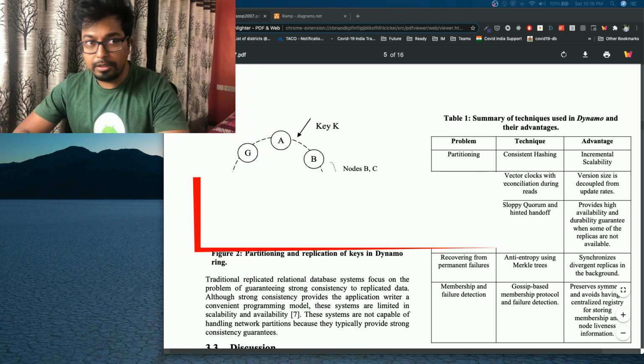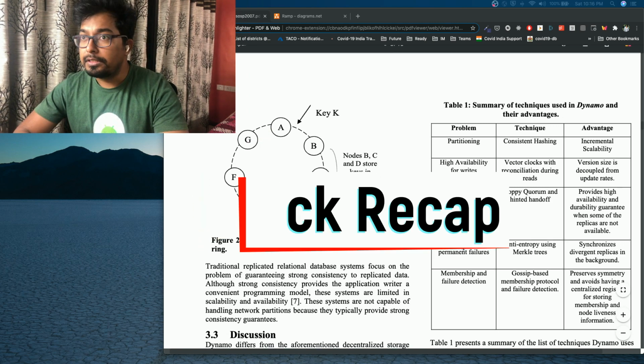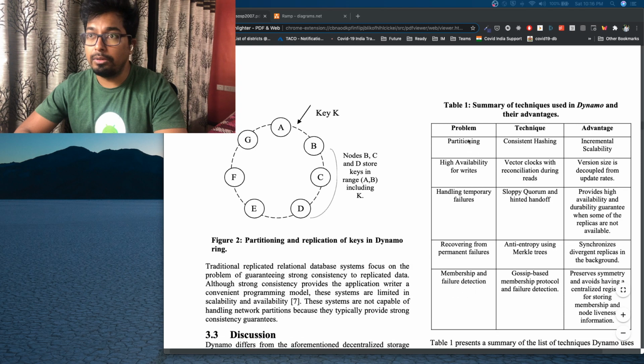So we'll start off with the paper again. And like I said, this is the table we are looking at. It's a summary of techniques used in Dynamo and their advantages. The first technique that we are going to look at is consistent hashing. This is how they solve partitioning. And why do they use consistent hashing? It is for incremental scalability.